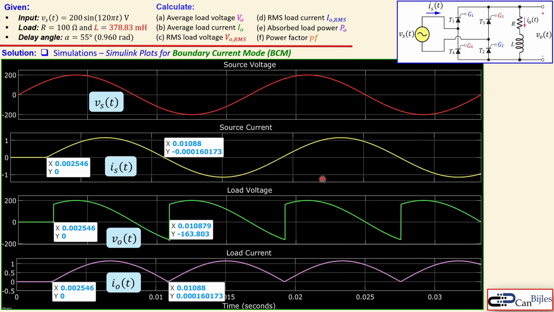Alright, that was our example considering the controlled full wave rectifier using thyristors, and we have seen how the conduction mode can change if you change your inductor value from, in this case, 50 millihenries to 500 millihenries. For this example, we also looked at the critical value or the minimum inductor value to go to the boundary current mode. We also used our formulas and checked our results in the Simulink simulations.